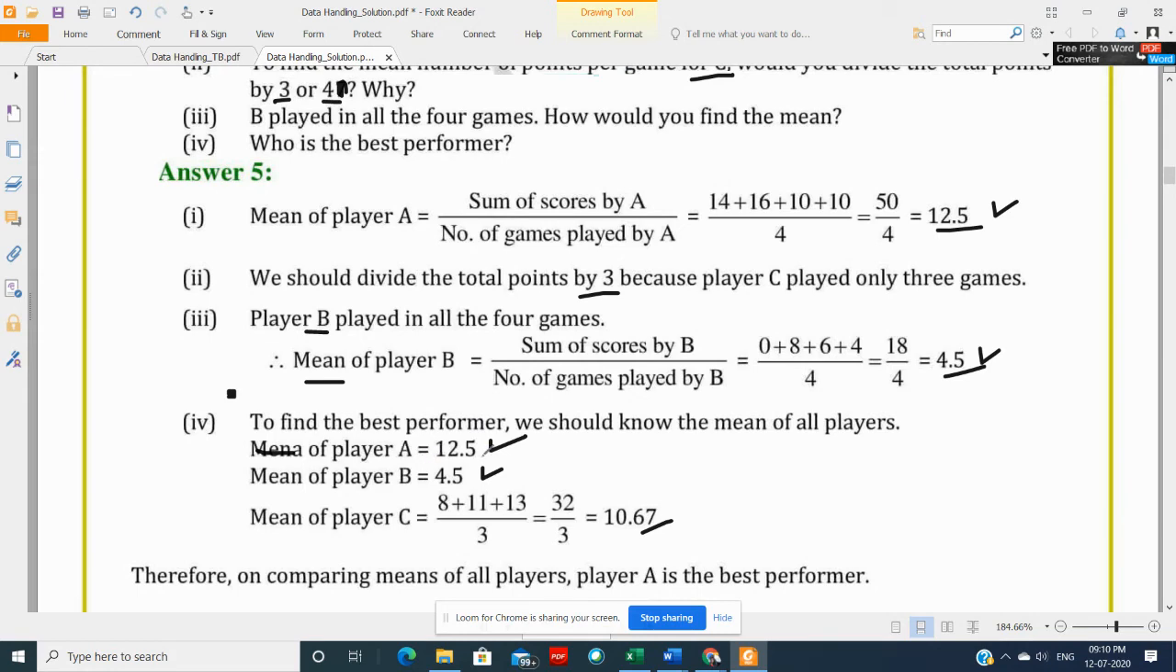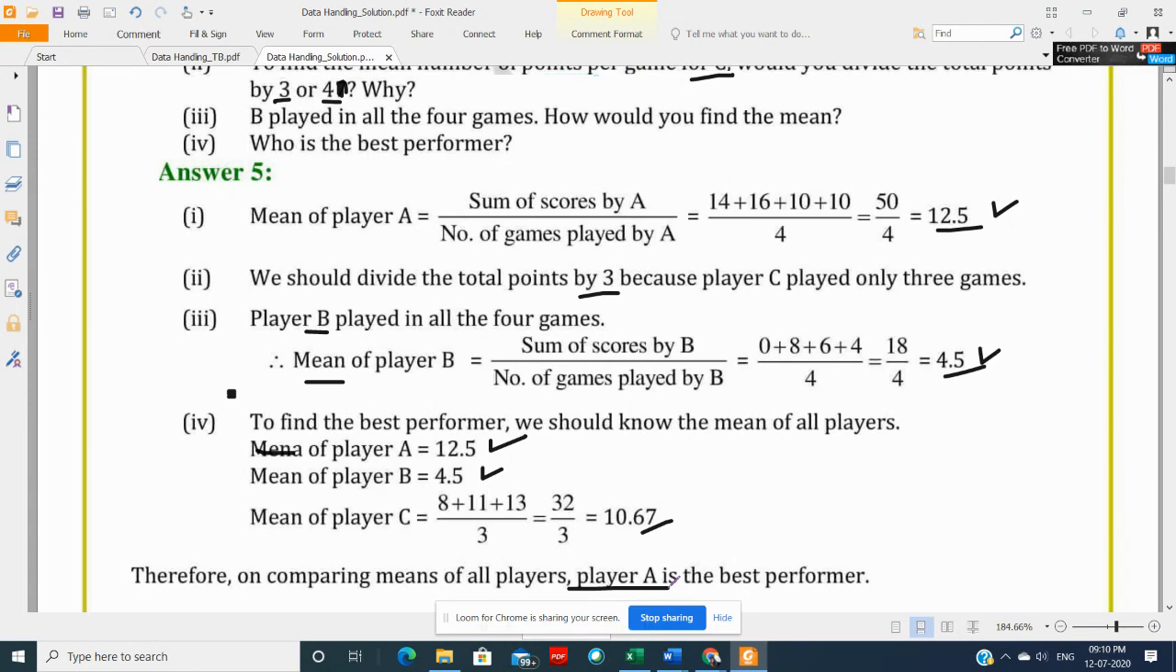Now if you compare, you can find that 12.5 is the highest points scored by player A. So naturally, who would be the best player or who has performed well? So who is the best performer? So the best performer is your player A. So player A is your best performer because उसका जो स्कोर है, पॉइंट्स हैं, उसकी एवरेज जो स्कोर है, एवरेज पॉइंट्स है उसके, वो ज्यादा है कंपेयर टू other players B and C.